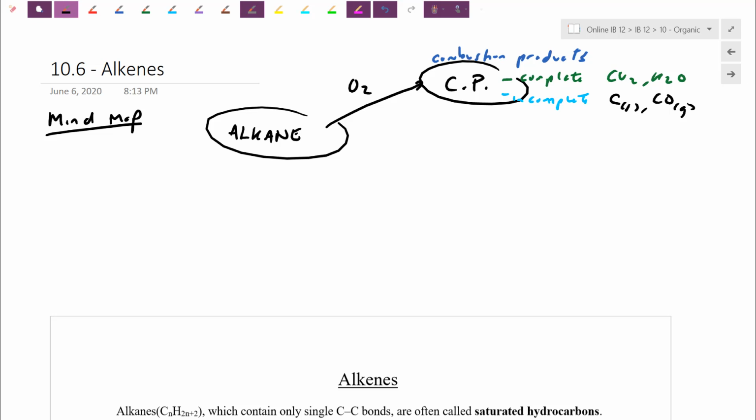In fact, the burning reaction is going to be very common for all organic chemicals. Today, we're going to focus most on alkenes. Alkenes can also, in the presence of oxygen, end up forming these combustion products as well. Alkanes do one more interesting type of reaction here.